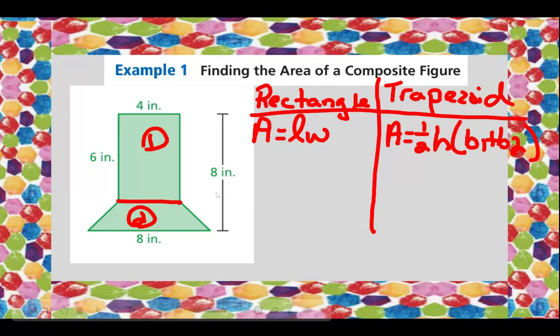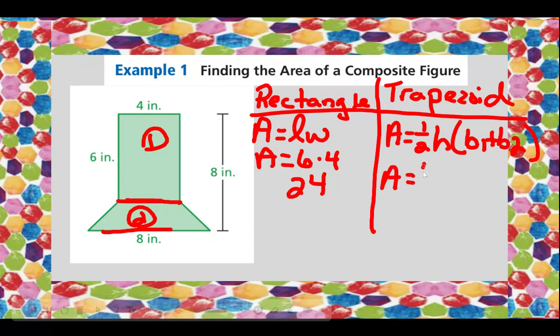Okay, so now let's do the rectangle. So I see the length and the width of the rectangle is 6 times 4. So 6 times 4 is 24. The trapezoid, I see that here's a base and here's a base. So 8 and 4 are my bases.